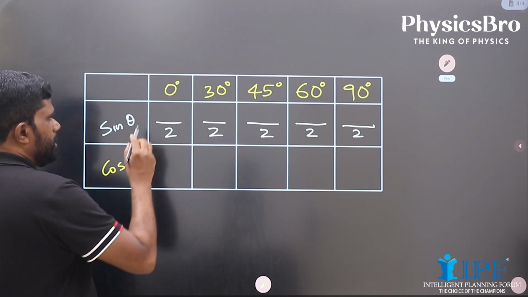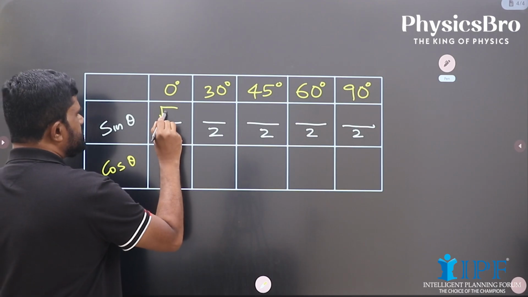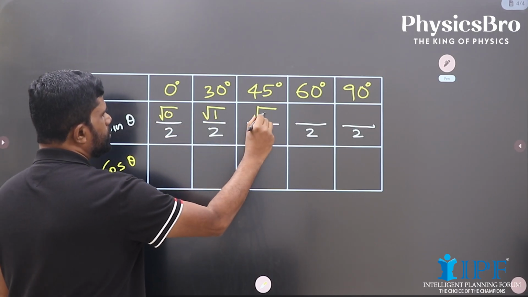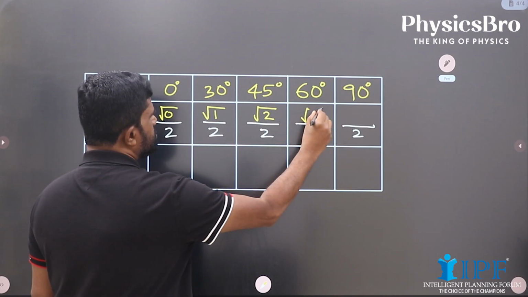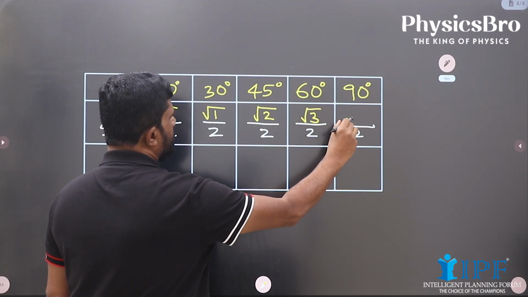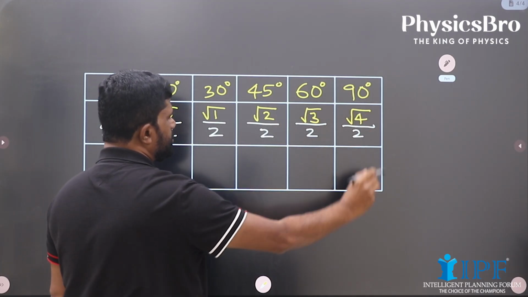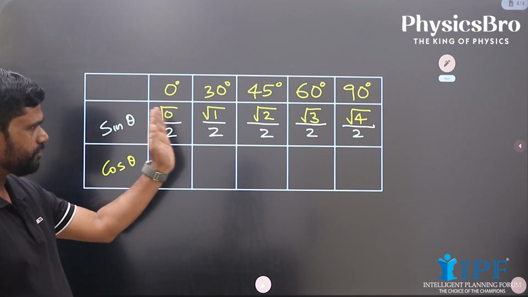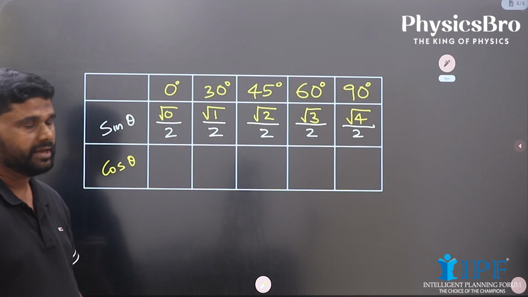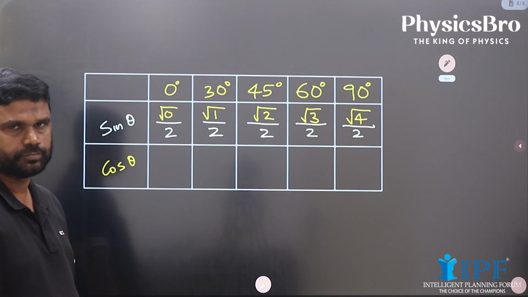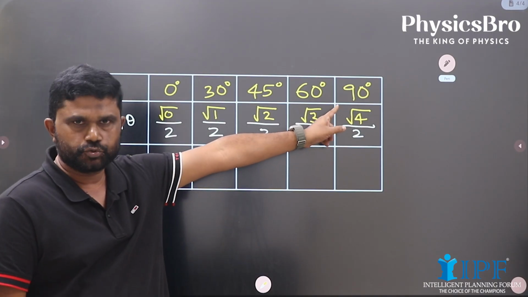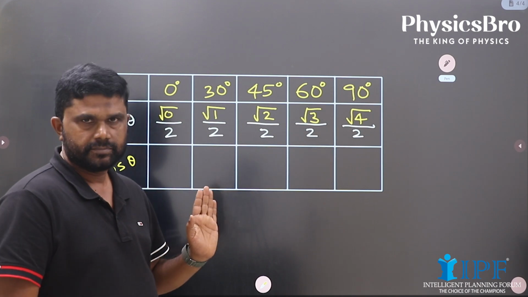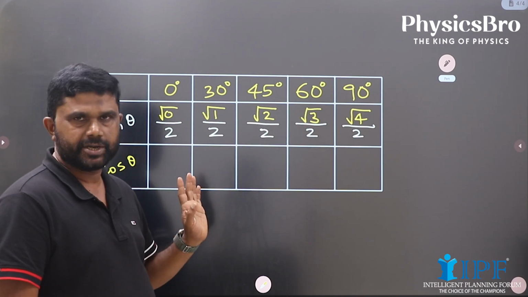Okay, now here we have root 0 by 2, this is root 1 by 2, root 2 by 2, this is root 3 by 2, this is root 4 by 2. Okay, see, it is in increasing order 0, 1, 2, 3, 4 like that, and we have a common denominator, that is 2. See, what is root 4? That is 2. 2 over 2 will be 1, means sine 90 is 1. Okay, sine 60 is root 3 by 2.